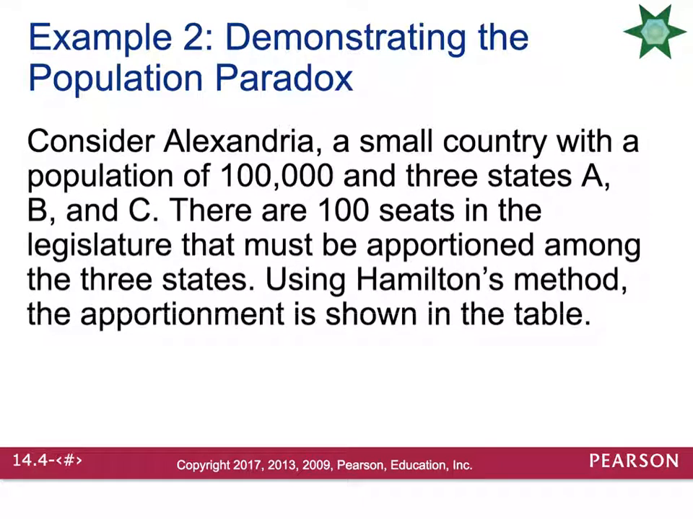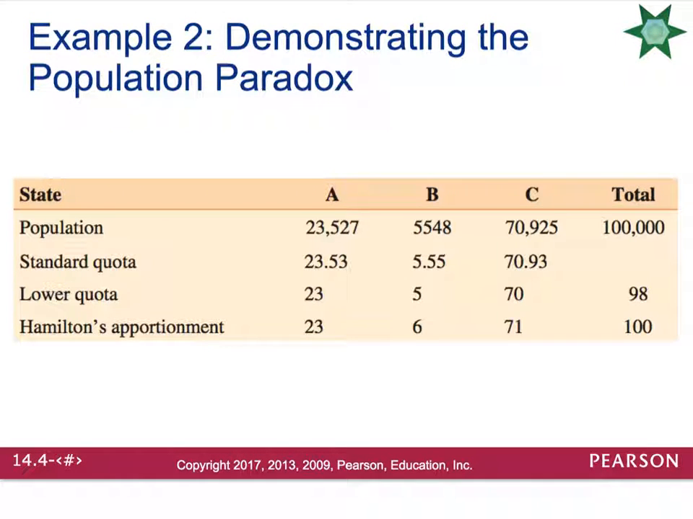So let's look at this example. Consider Alexandria, a small country with a population of 100,000 and three states, A, B, and C. There are 100 seats in the legislature that must be apportioned among the three states. Using Hamilton's method, the apportionment is shown in the table. State A has 23,527 people, B has 5,548 people, and C has 70,928 people.